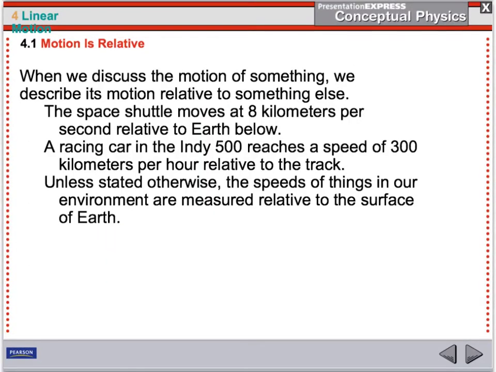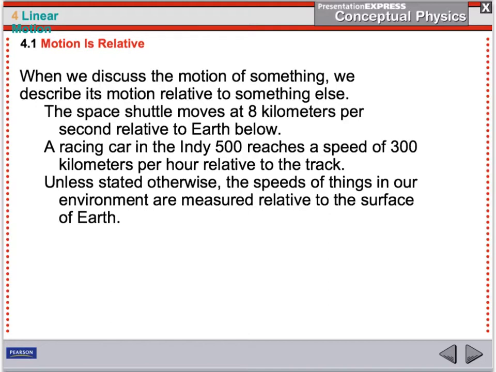Before going any further, we need to understand that motion is relative. If somebody talks about a space shuttle moving 8 kilometers per second, that's relative to the Earth. A race car might be going 300 kilometers an hour, that's relative to the track. You might be sitting at your desk in class, and compared to everybody else in class and everything around you, you're not moving. You've got a speed of 0 kilometers per hour.